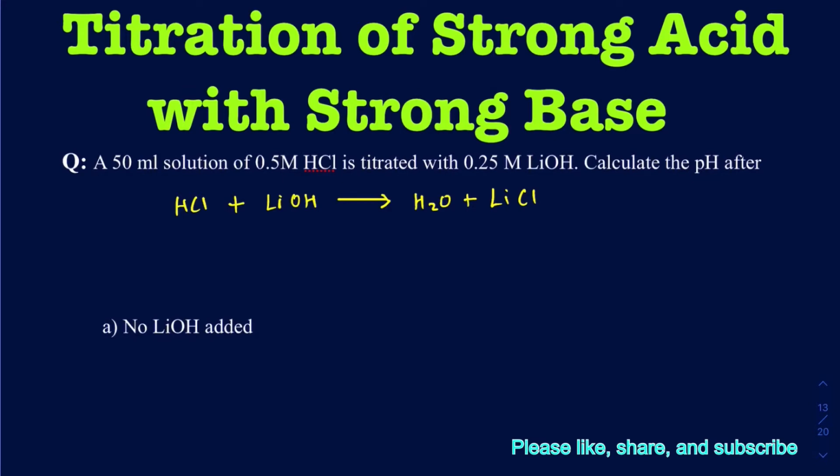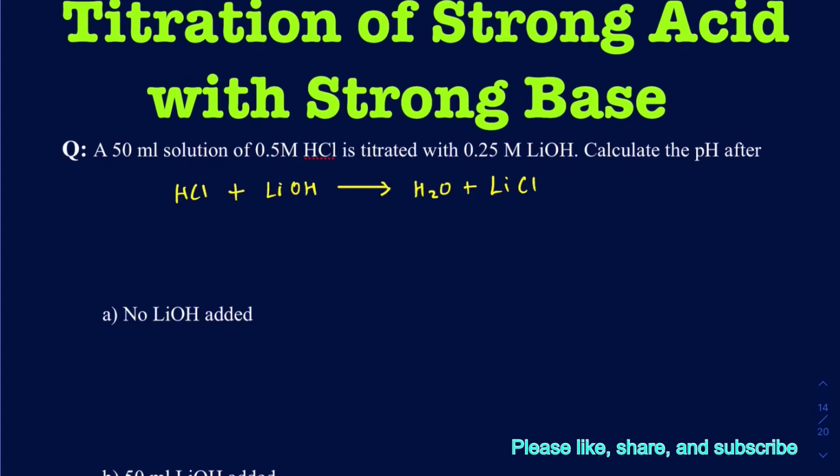And it seems like this reaction is already balanced, so we have a 1-to-1 mole ratio of acid and base. What's also important is knowing how many moles of the acid you're really dealing with. We don't know the moles of base yet until we start adding some, because you have to figure out how much of the acid is being neutralized by adding the base.